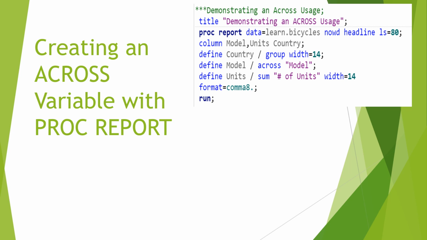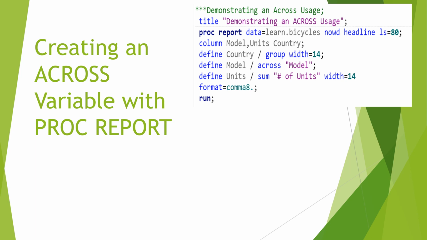So besides creating simple column reports, PROC REPORT can also create a tabular style report with each unique value of a variable forming a new column in your report. This is accomplished by using an across usage for your variable. In the shown example, each type of bicycle, which is hybrid, mountain, and road in the bicycle dataset, is used to create a separate column in the report.